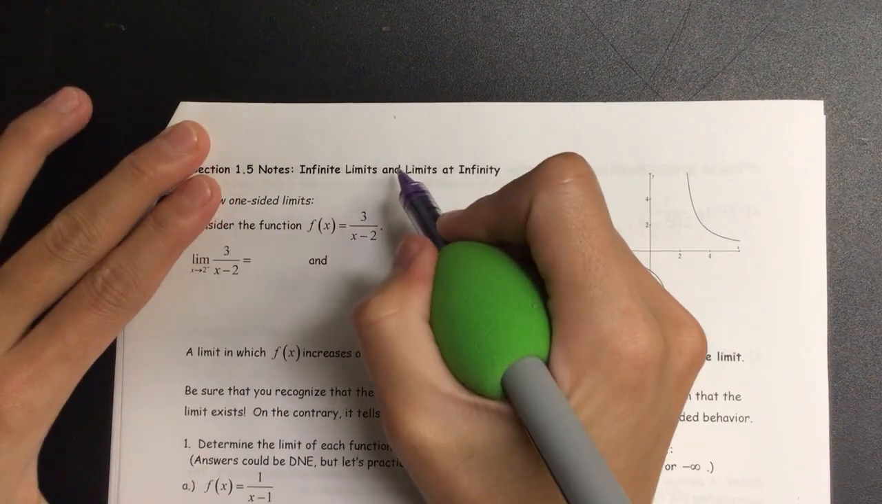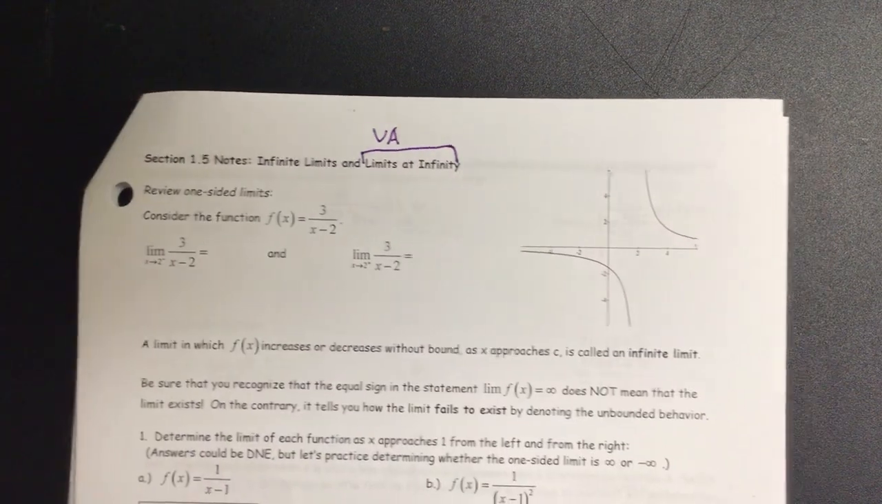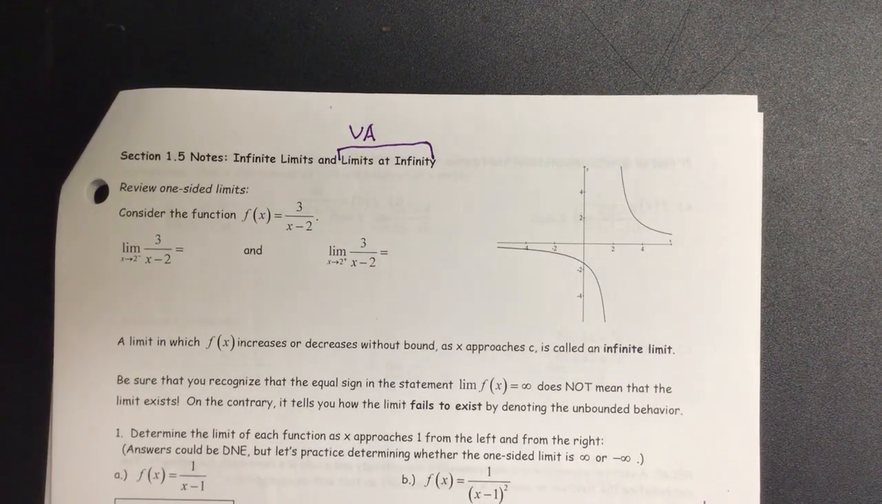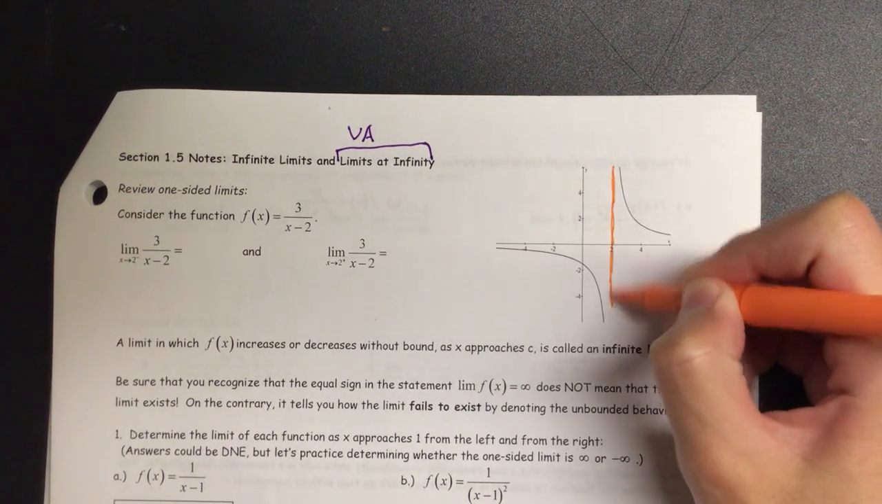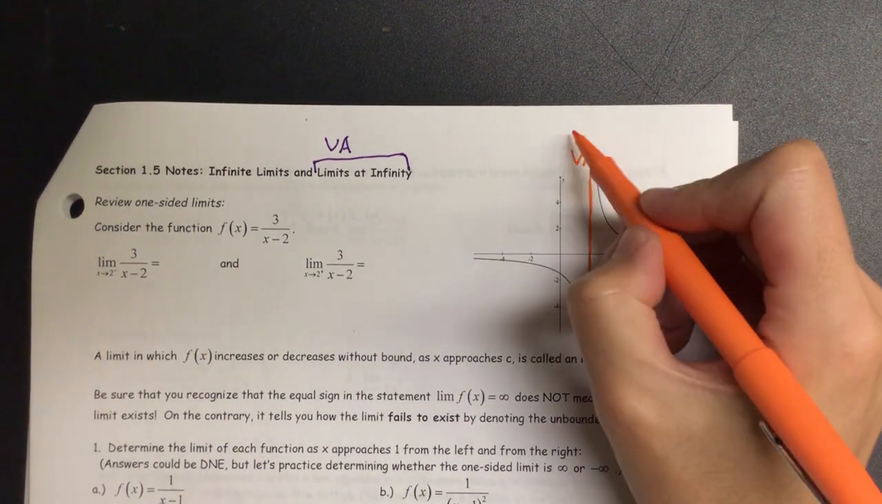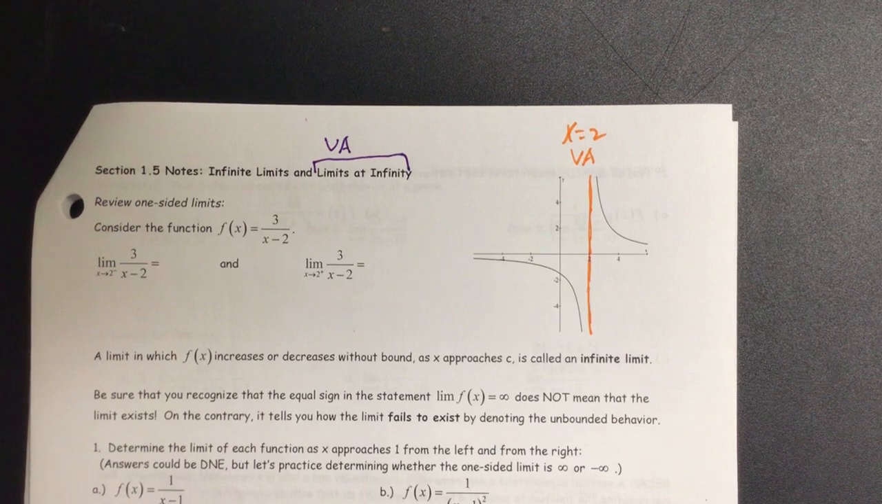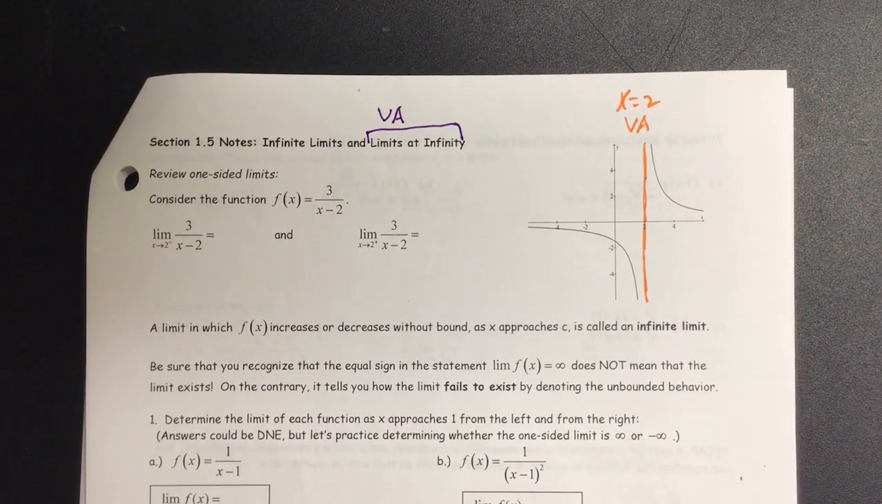So limits at infinity happens at vertical asymptote. And by that, looking at it visually, let's go ahead and make our vertical asymptote. It's not there, but you can use any color you want and make your vertical asymptote. And this one is at x equals 2. Okay, I'm going to show you visually first and then look at it algebraically, okay?